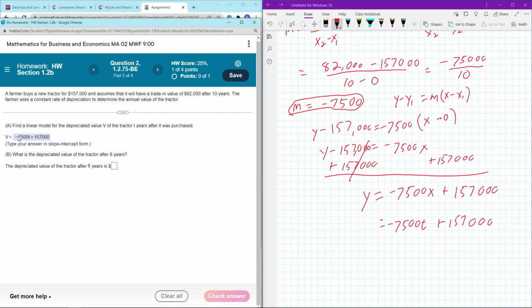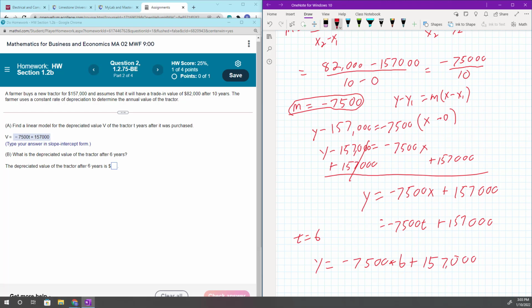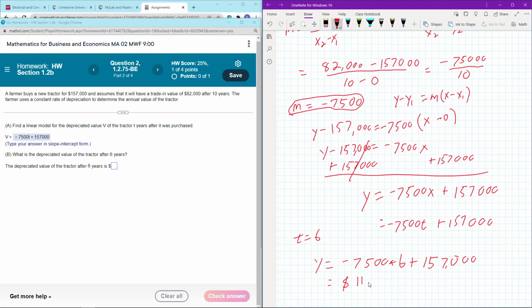Okay, so with that, we can actually figure out the depreciated value of the tractor after 6 years. And basically here, we just let t be equal to 6. And then we will have that y is equal to negative 7,500 times 6 plus $157,000. If you do that math, we will have $112,000. Okay, well, let's go ahead and see if that's right.